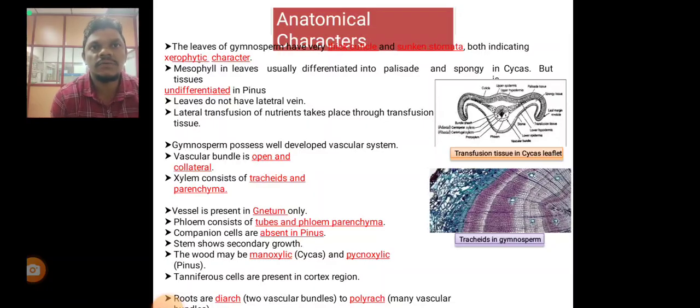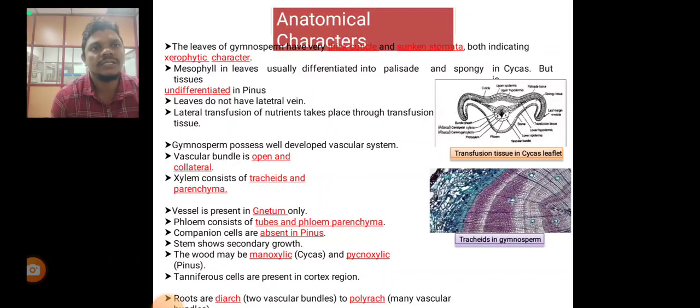Anatomical characters: the leaves of gymnosperms indicate xerophytic characters. The mesophyll is usually differentiated into palisade and spongy tissue, but in Cycas it is not differentiated. Leaves do not have lateral veins, and lateral transmission of nutrients takes place through transfusion tissue. Gymnosperms possess a well-developed vascular system. The vascular bundle is open and collateral. The xylem consists of tracheids and xylem parenchyma. Vessels are present in Gnetum only. Phloem consists of sieve tubes and phloem parenchyma. Companion cells are absent.